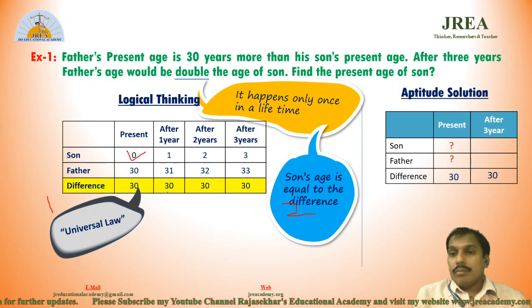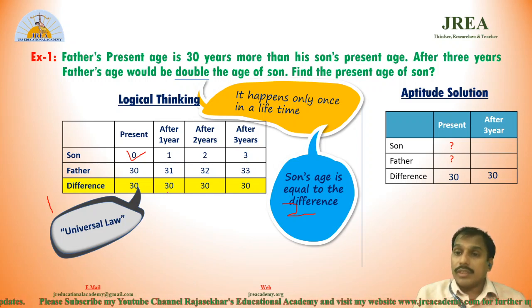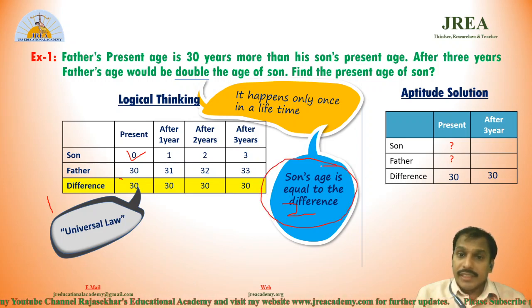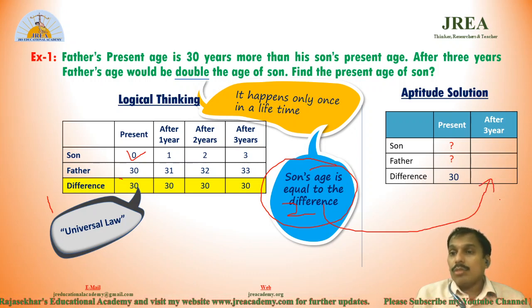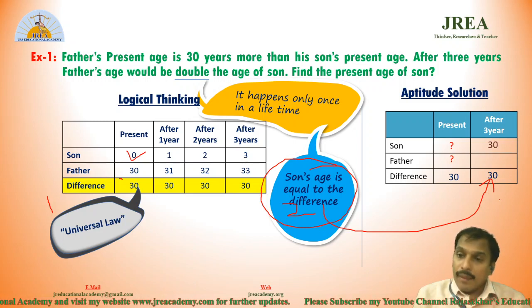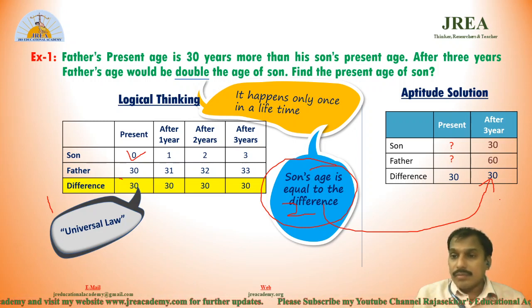But after 3 years, the statement is given as father's age is double the age of the son. That means according to the second statement, the son's age is equal to the difference. Now the son's age is also equal to the difference between the father's and son's age. That is 30. Automatically father's age is 60. After 3 years, son's age is 30.